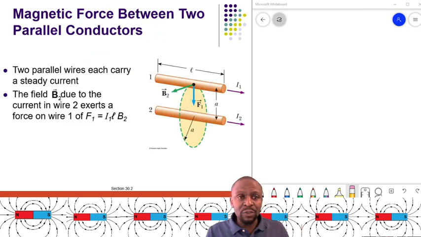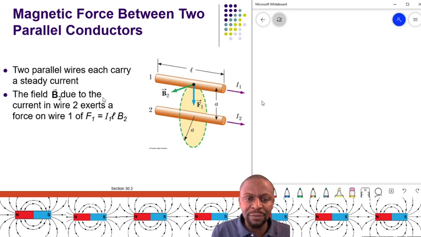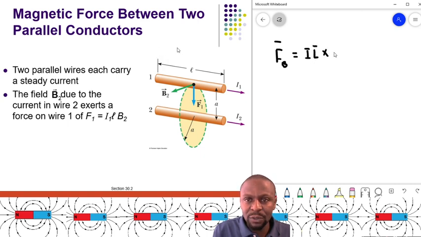Right. Now let us also talk about the magnetic force between two parallel conductors. I think you still remember from the previous chapter that the magnetic force was given by the current times L cross B. That was the case in the previous chapter. But now, when two wires each carry a steady current, for example, I have wire 1 and wire 2, the current in wire 1 is I1 and the current in wire 2 is I2.